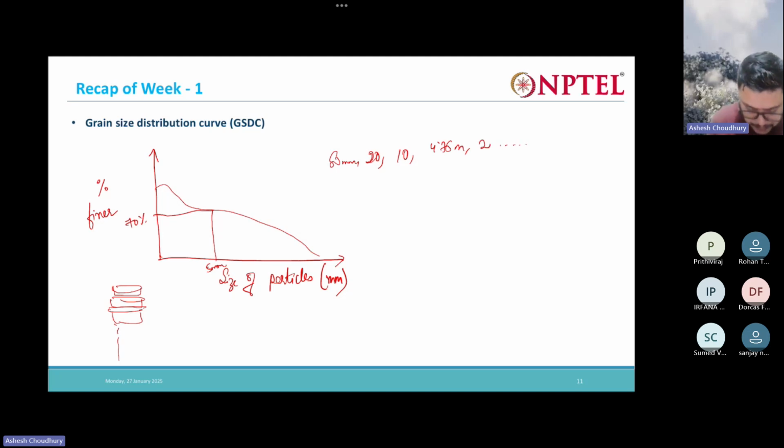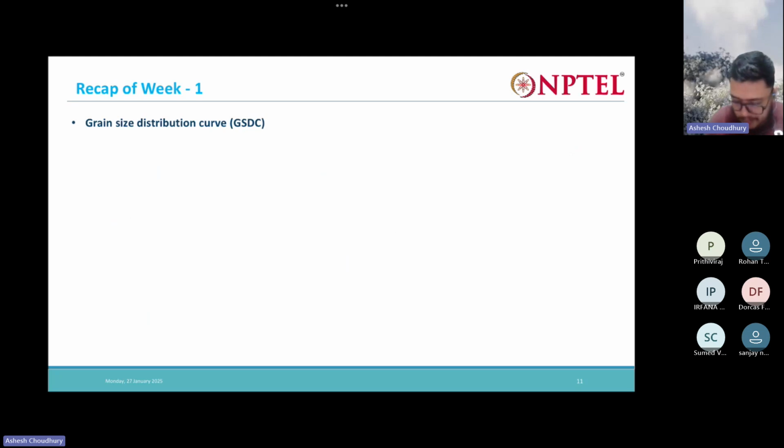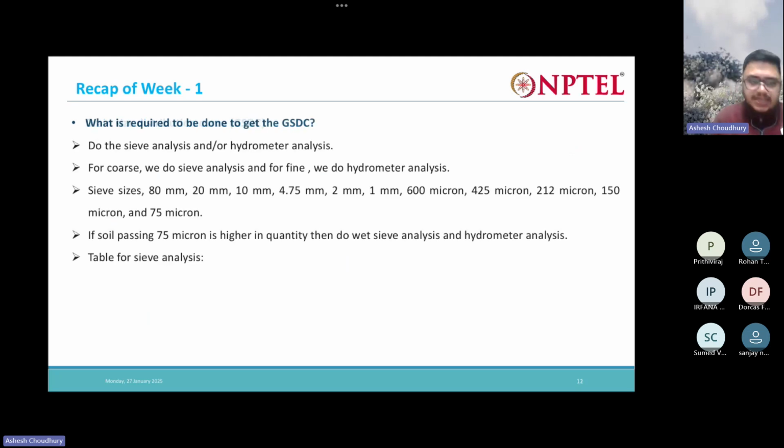We will go down to 75 microns. So from 80 mm to 75 microns, this is the gradation of the sieves. This is how you arrange the sieves. Now, as I said, what is required to be done to get the grain size distribution curve?